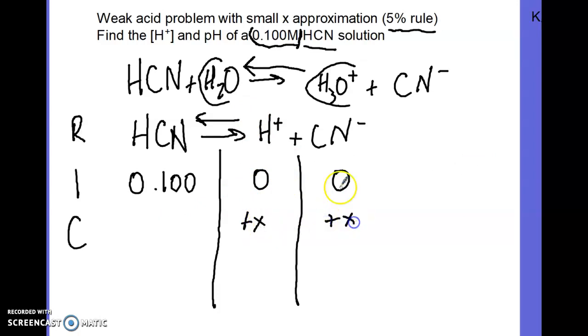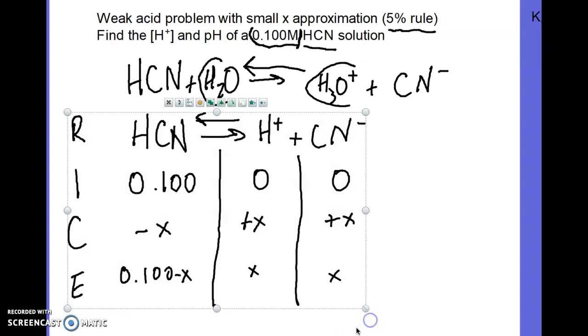This, of course, is going to be exactly the same because for every one of these, there's one of those. Okay, this here is going to go down by that same amount. So that's your unknown, that's our x. And then for equilibrium, this is going to be 0.100 - x because it's going down by that much. This is going to be x, and this is going to be x. Okay, so there's my ICE table.